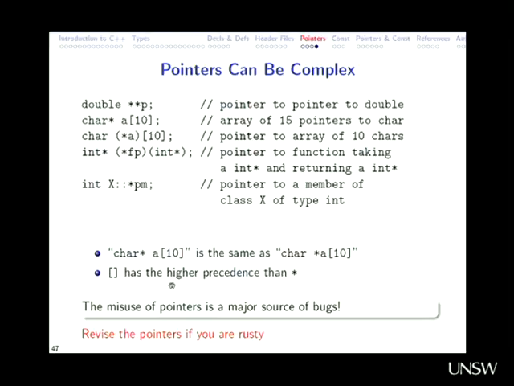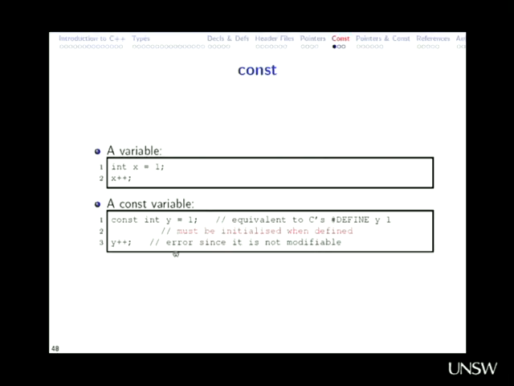And of course, as you can imagine, misuse of pointers is a major source of bugs. Okay? So what we'll get to again in about week 4, week 5 is we'll kind of do away with pointers altogether, and we'll start talking about smart pointers. They handle a lot of the stuff automatically for us. Okay, const.